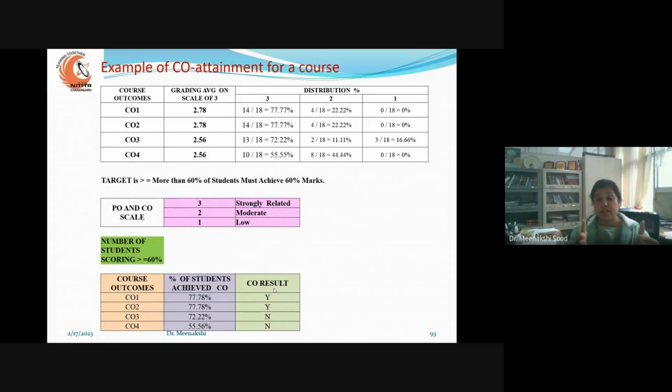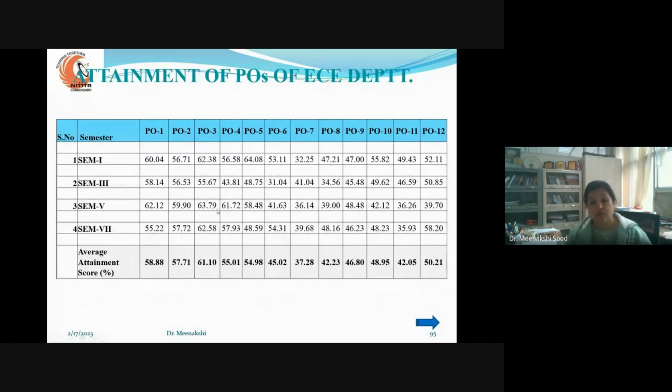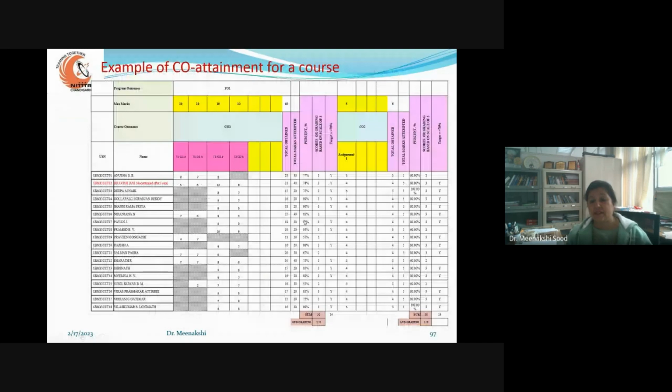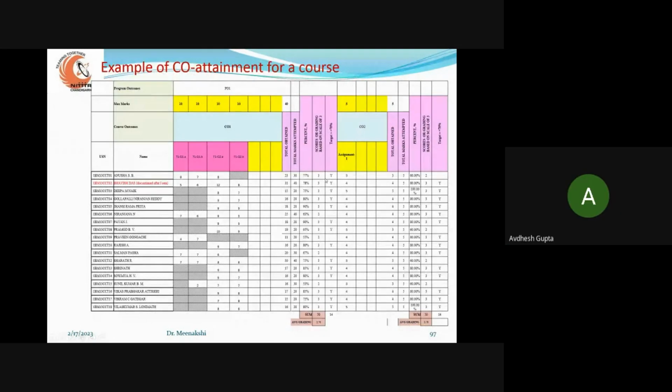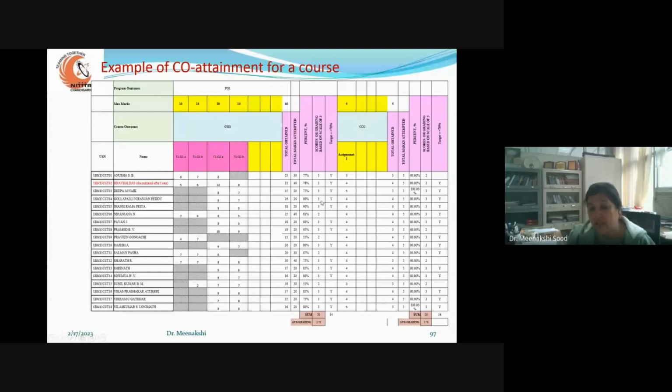Suppose in the first year you see that the course outcome is not being met, like if I show you in this case. Ma'am, let me finish, then I'll take. Yeah. So every student is getting 3, 3, 3, 3, 3. So the average grading is 2.78. So it means the first CO for the entire class is now 2.78.